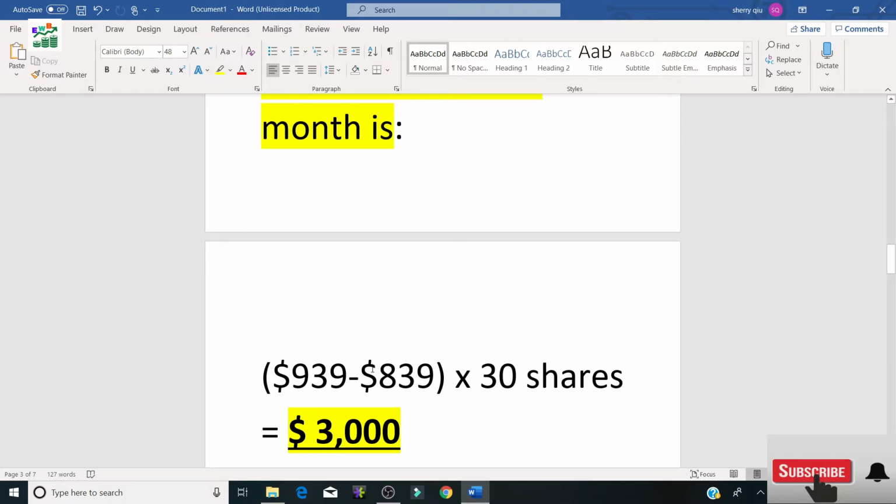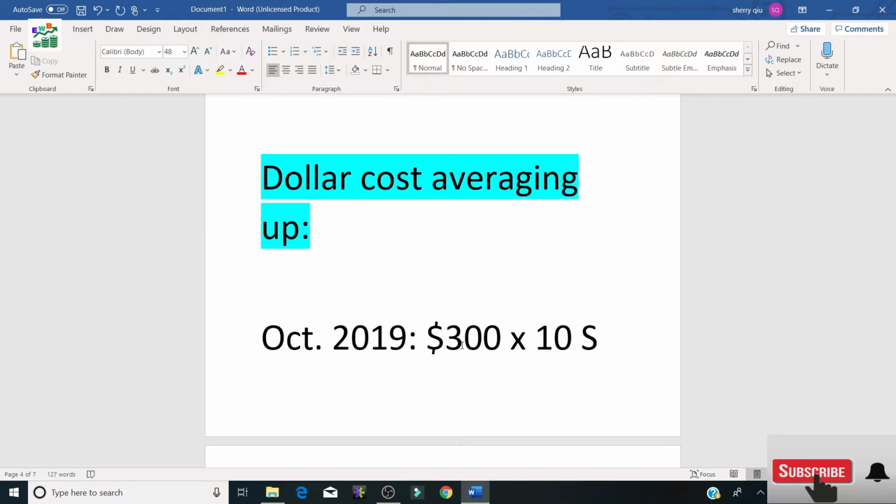So he doesn't need to wait until the stock price goes up beyond $968. He still can make a profit and get out of the trade much ahead of time. The second person, although he purchased 10 shares of Tesla stock on February the 4th at the highest high of $968, did purchase 10 shares back in October 2019 at $300 per share.